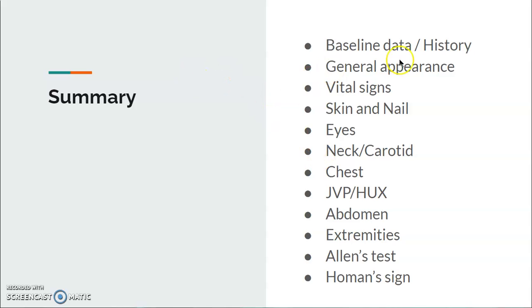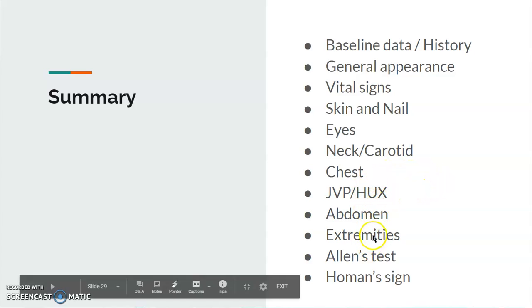So the summary includes: we have seen baseline data, history collection, what general appearance or basic information is to be collected from the patient, vital signs, skin and nail, eyes, carotid and neck examination. In neck you will look for JVP, and in chest inspection, palpation and auscultation, and in abdomen hepatojugular reflex, extremities, Allen's test and Homan's sign.